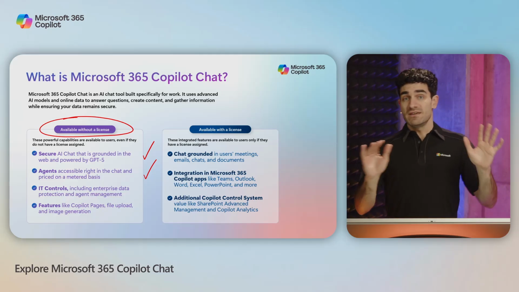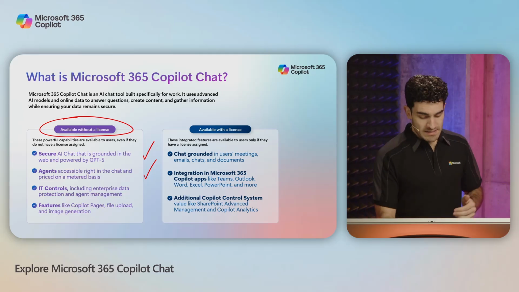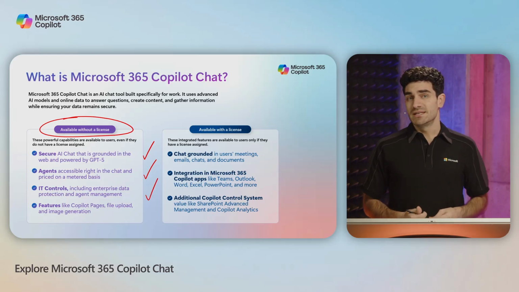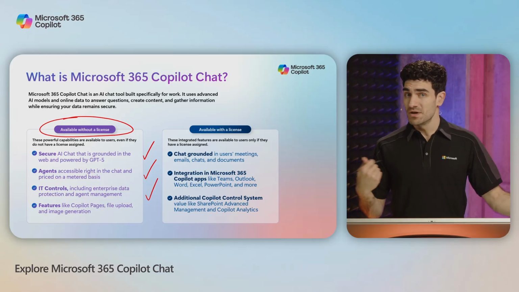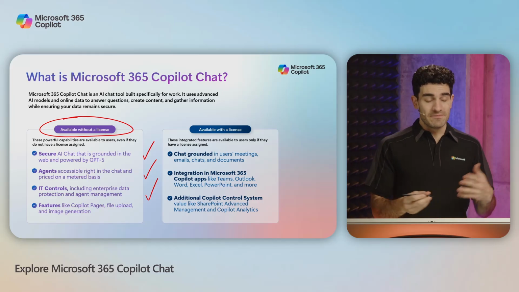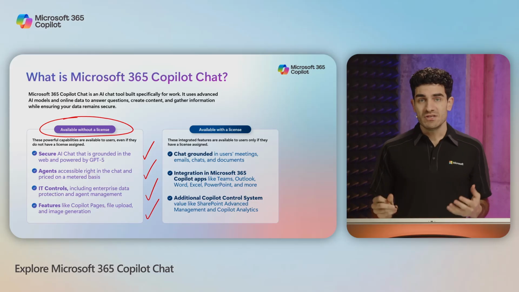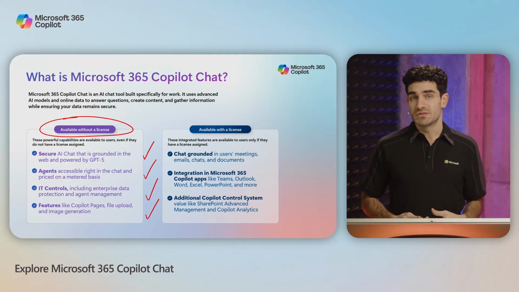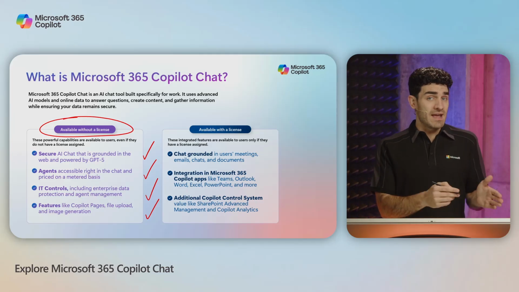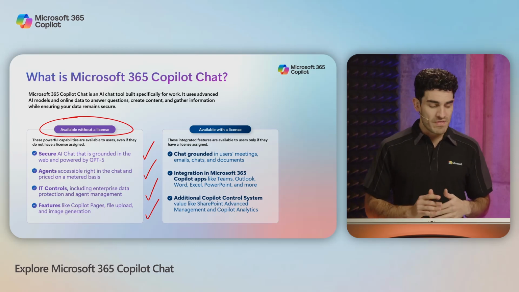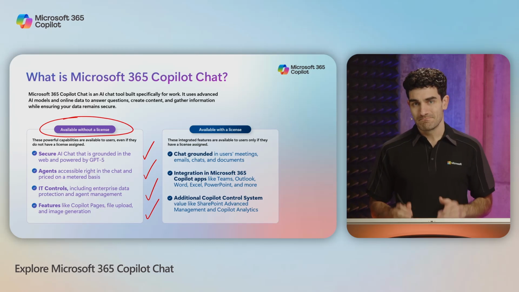Of course, even without a license assigned, IT controls are still present, and the organization maintains control over how everyone within it is able to interact with Copilot. And finally, features like Copilot Pages and the ability to upload a document for Copilot to review, and even generating AI imagery is all available at no additional cost without a license assigned.